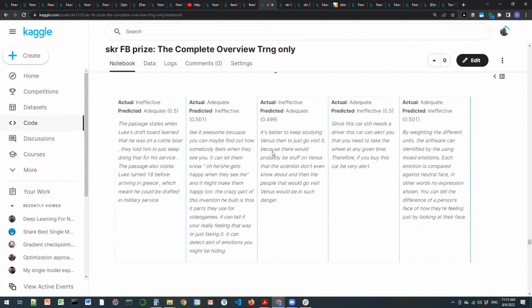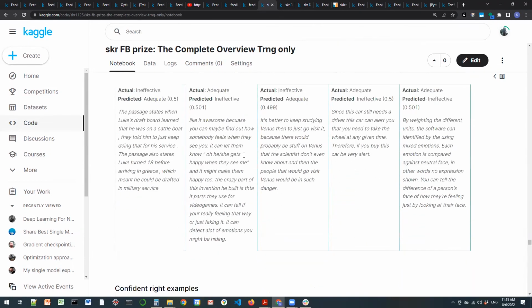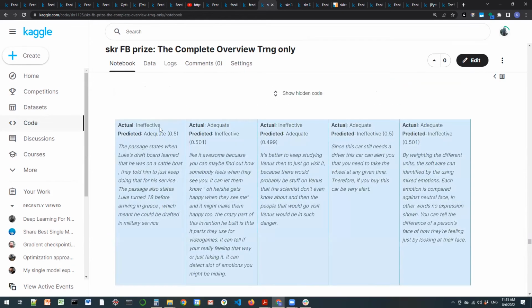And to your point, Arto, he also shows that most of the confusion is confident but wrong, which would mean, as you said, that the loss would be higher, right? It is between confusion of ineffective and adequate.